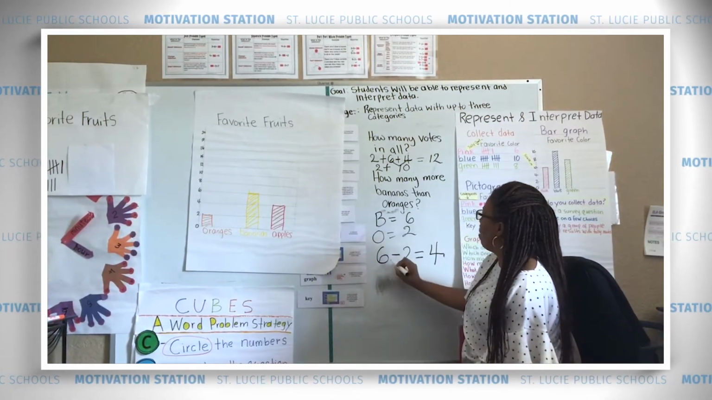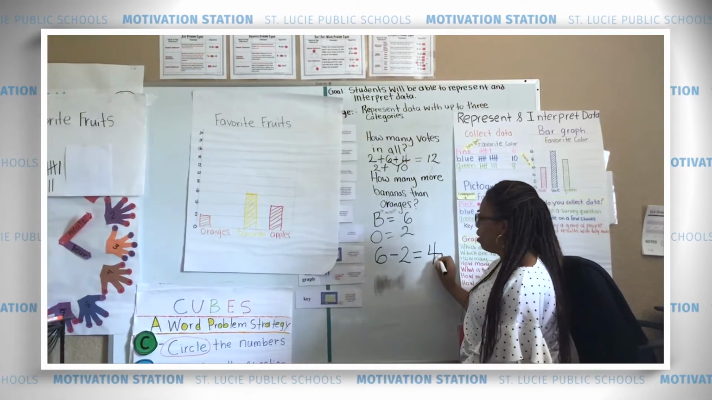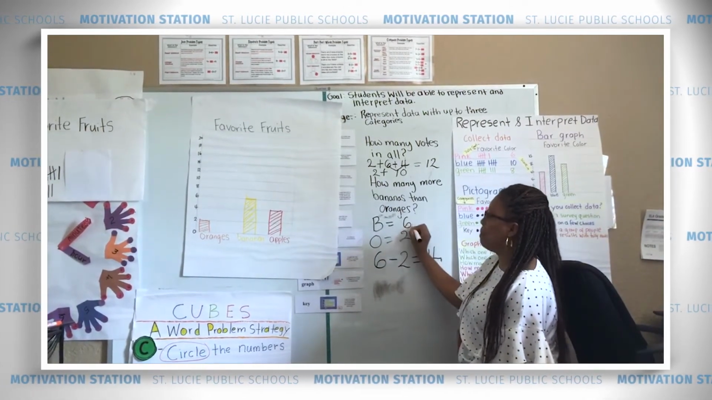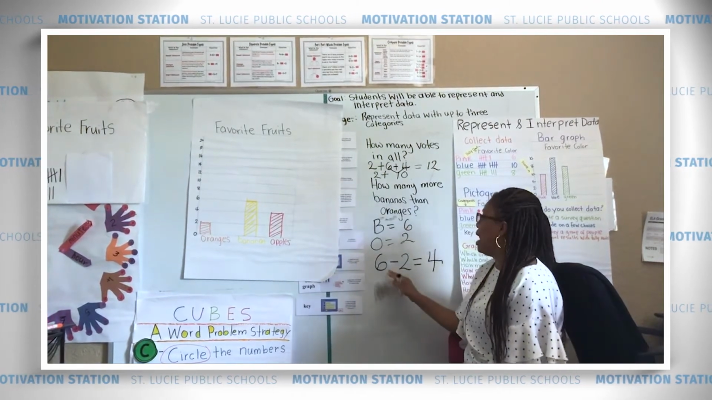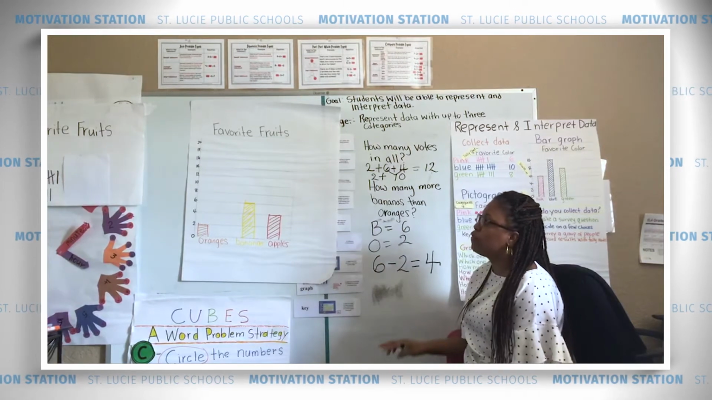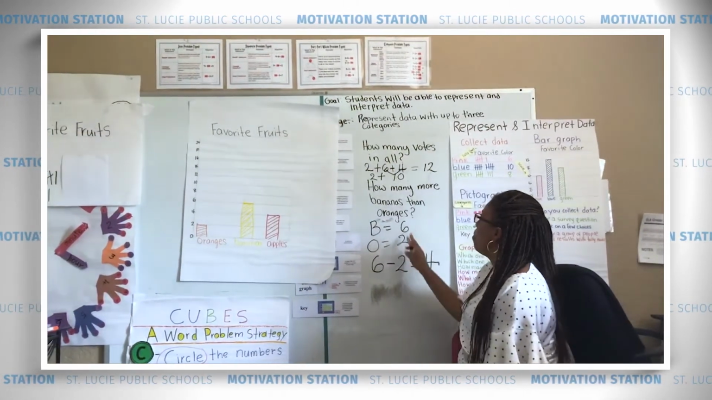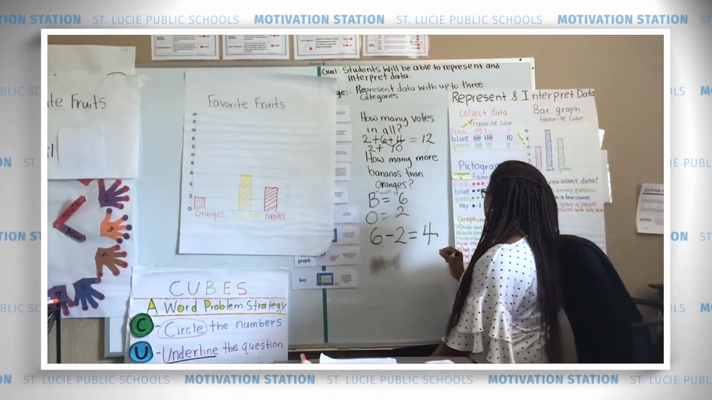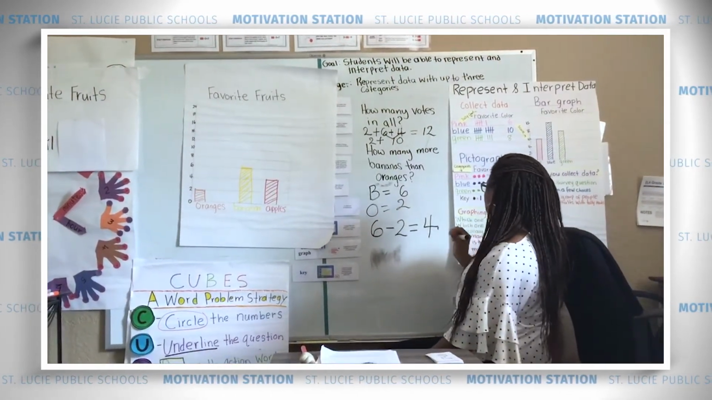Right. So if I did my 6 minus 2 equals 4, I meant to say if I add 4 plus 2, that would give me back my 6 right here. And then when I look at it, I know that there were 4 more bananas than oranges.